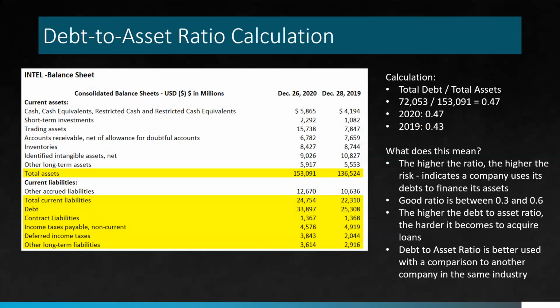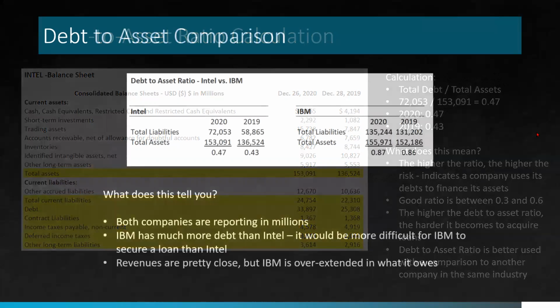And what does that mean? Well, the higher the ratio, the higher the risk, and it indicates that a company uses its debts to finance its assets. Typically, as a rule of thumb, a good debt to asset ratio is between 0.3 and 0.6. However, that is industry specific. So the way to really measure whether a company has a good or bad debt to asset ratio is to compare it to another company within the same industry.